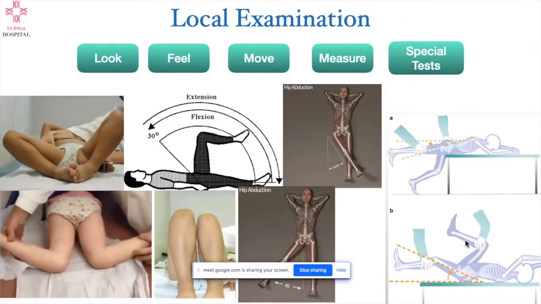A basic local examination includes looking at it, inspection, palpation, moving the limbs, measuring for the shortening, and some special tests to assess specific deformities. So I'm not going into each of them. This is just to give you an idea that a proper look, feel, move, measure is very important in all age groups in any orthopedic problem. So you should know that if the abduction is limited, what is happening with the rotations, how much is the flexion, what pathology is going on. You can easily make out from these tests.